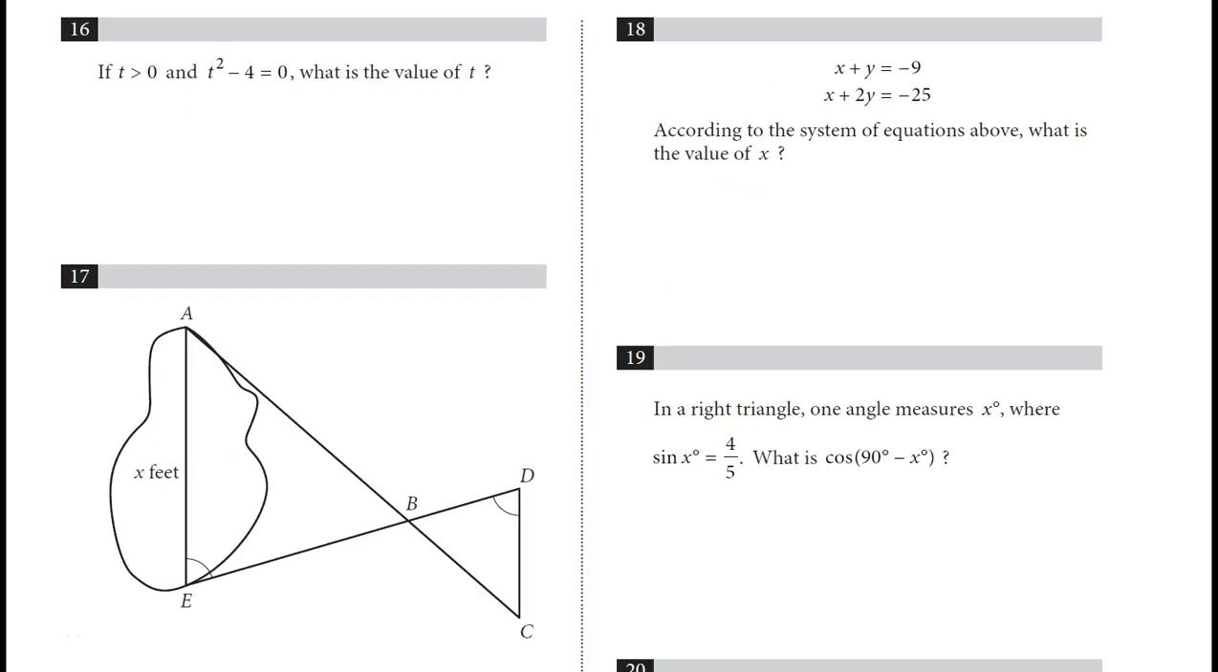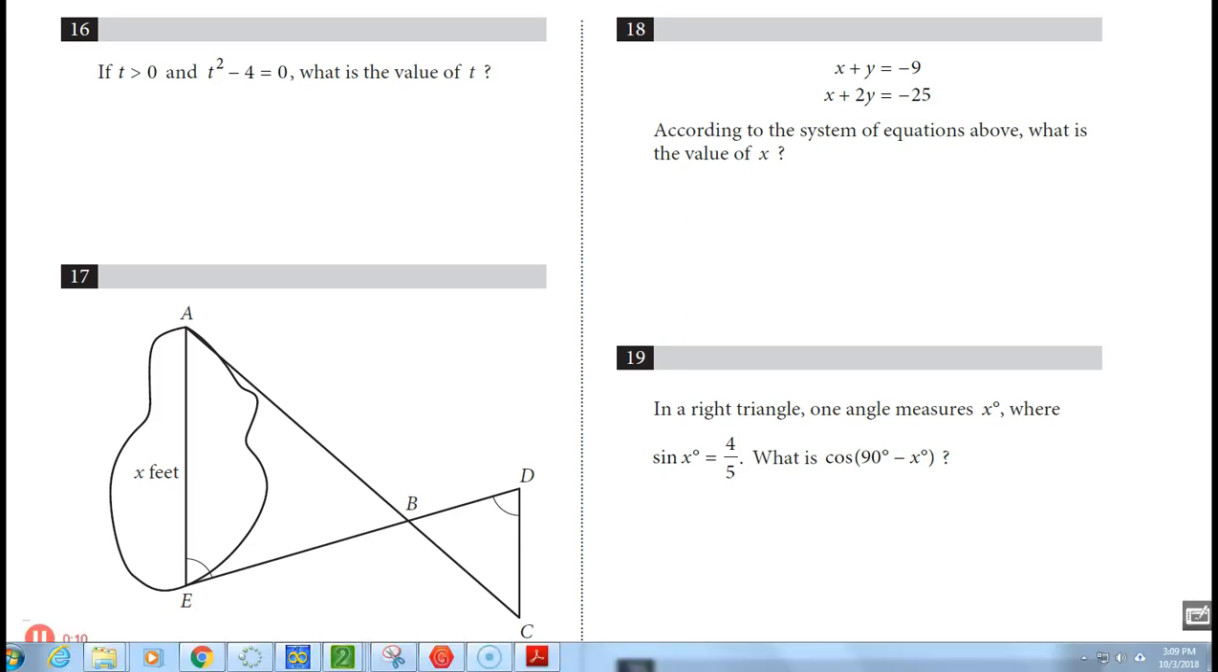Number 16, no calculator. If t is greater than 0 and t squared minus 4 equals 0, what is the value of t? All right, well, first thing, I know I'm solving an equation here, and the first thing I notice is that it has a power of 2. It's t squared. So there's a couple different ways you can deal with this.